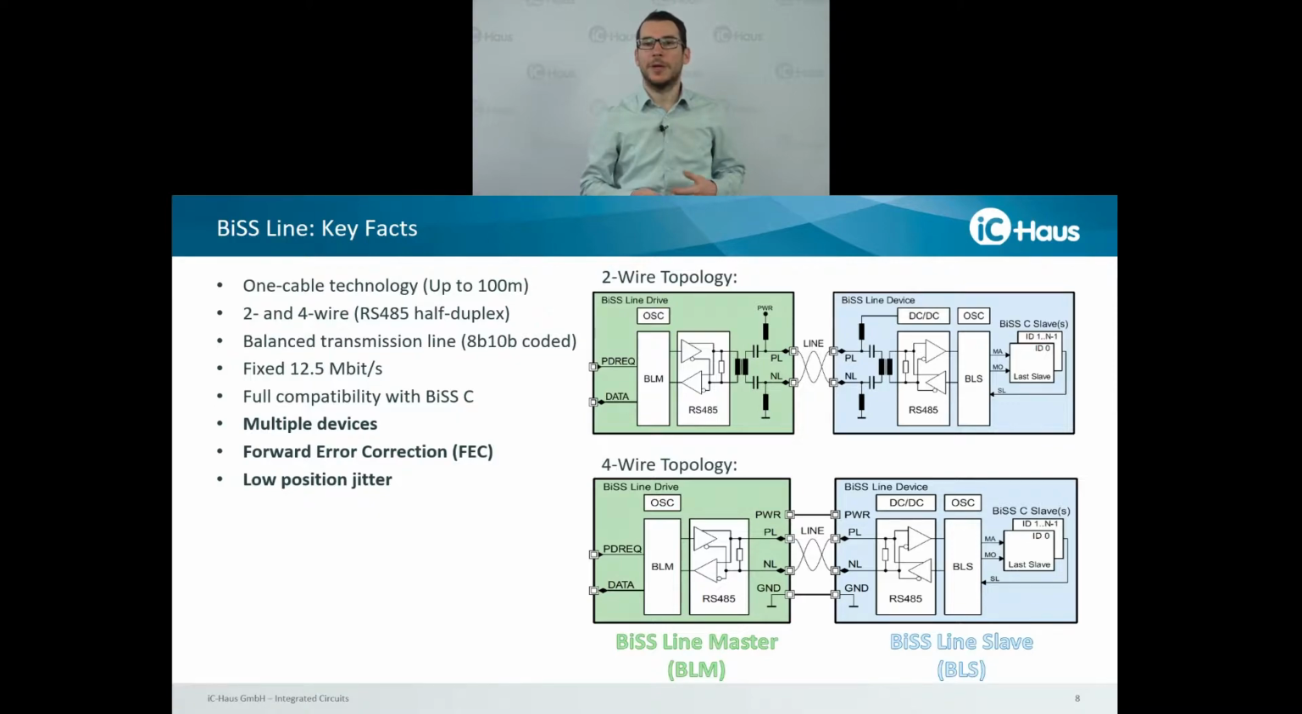BiSS uses a forward error correction to correct data which had been corrupted during transmission. Last but not least, BiSS enables a low position jitter, and I'm going to show you which technique is used to achieve this.